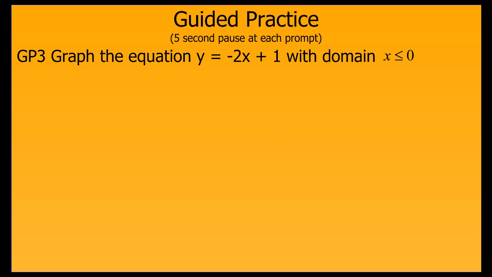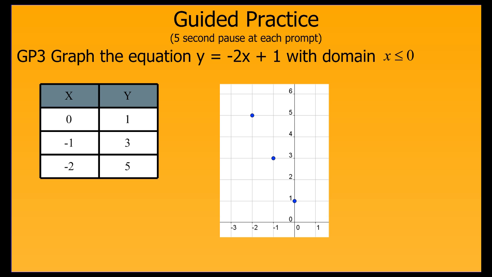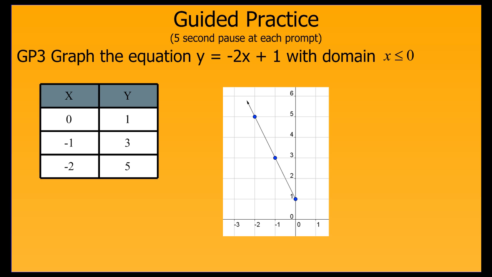For this third guided practice, what's different? It has a domain, which restricts what values of x we can use. What do we do next? We make a table of values, making sure we pick values of x that lie within our domain. Then what? We plot the points. What's next? We connect our points, but we do not put arrows on both ends. Our solution is an array or vector that begins at 0, 1 and stretches up and to the left, with an arrow on that end indicating it continues on indefinitely in that direction.